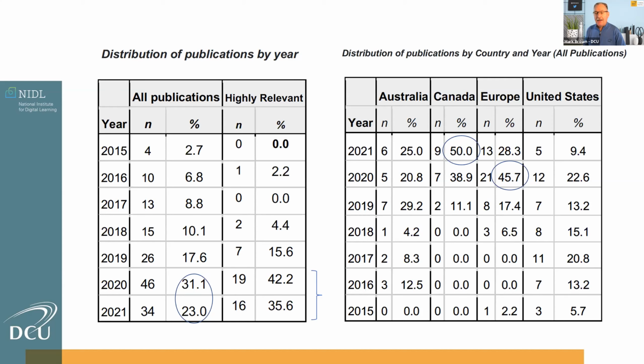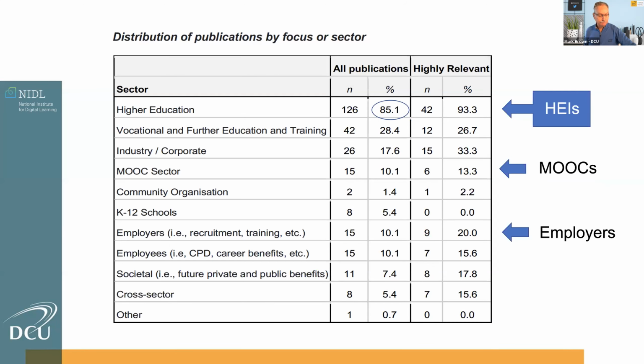You can see that Canada is a real hothouse for publications on micro-credentials this year, with 50% of the publications coming out of Canada. The Europe region was also very prominent in publications in 2020. The US and Australia were perhaps more so in previous years. Notably, half the publications have been published in the last year and a half or 18 months. So that supports my argument that micro-credentials are the next big thing.